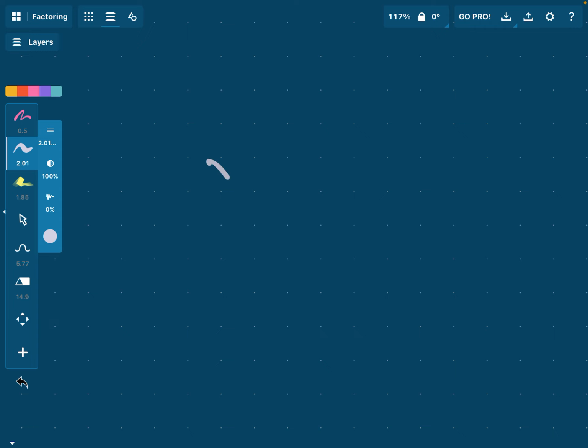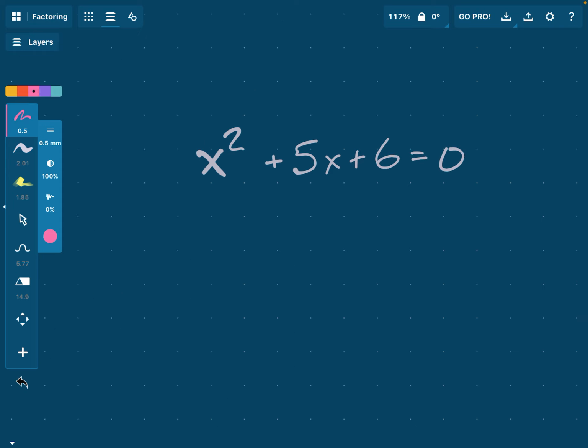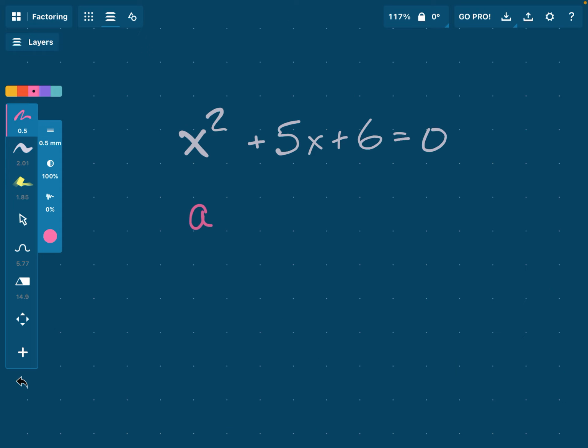So let's go ahead and look at the quadratic x squared plus 5x plus 6 is equal to 0. The first thing I'm going to do here is list each of my constant terms. A, B, and C are considered constant terms. So A is equal to 1 because 1 times x squared is simply x squared, so we exclude writing 1 just for simplicity. B is equal to 5 and C is equal to 6.